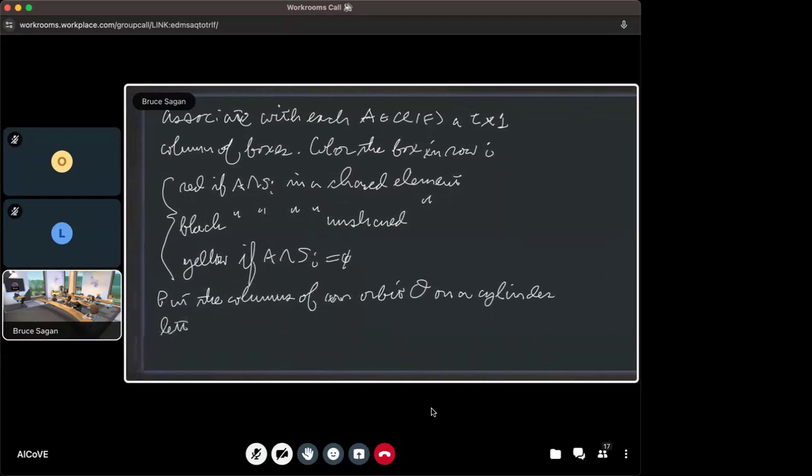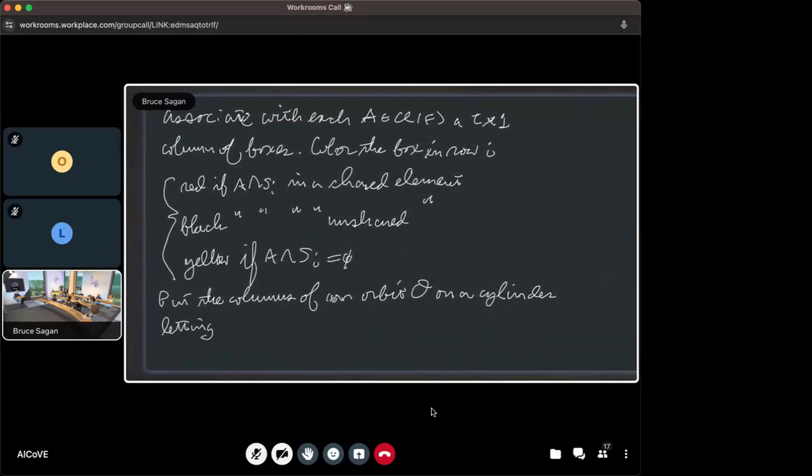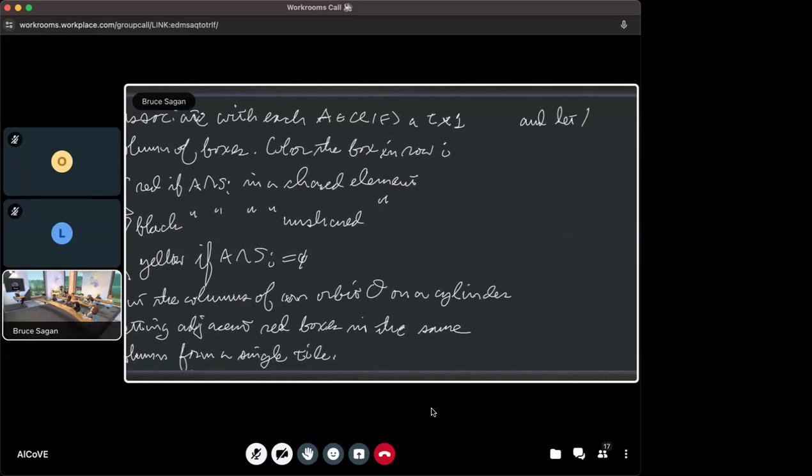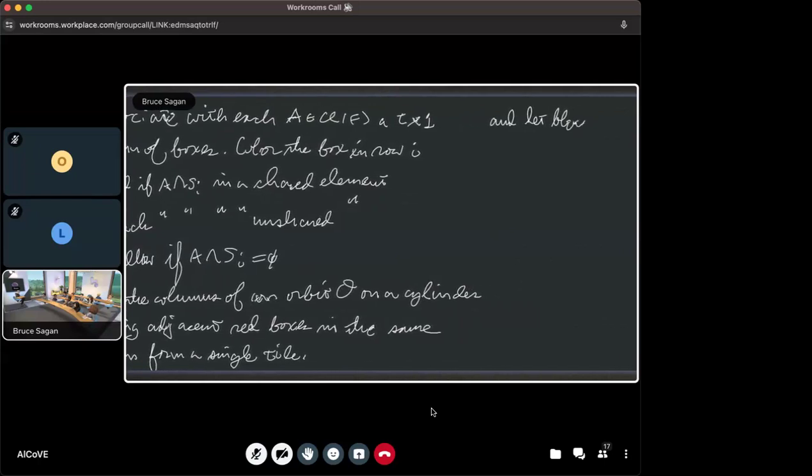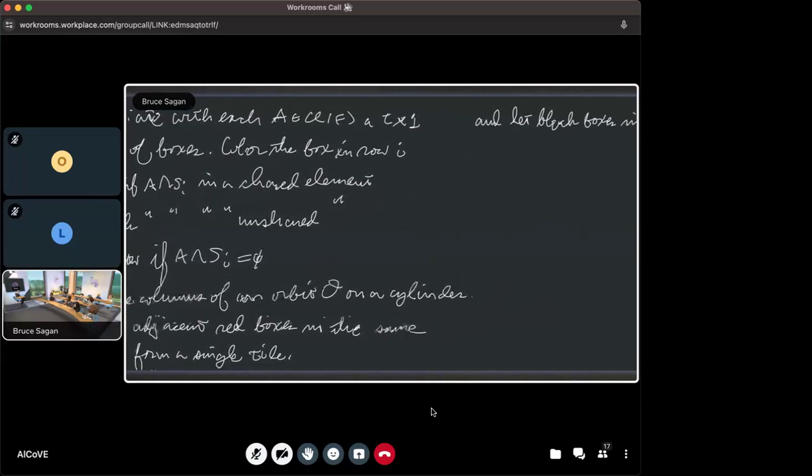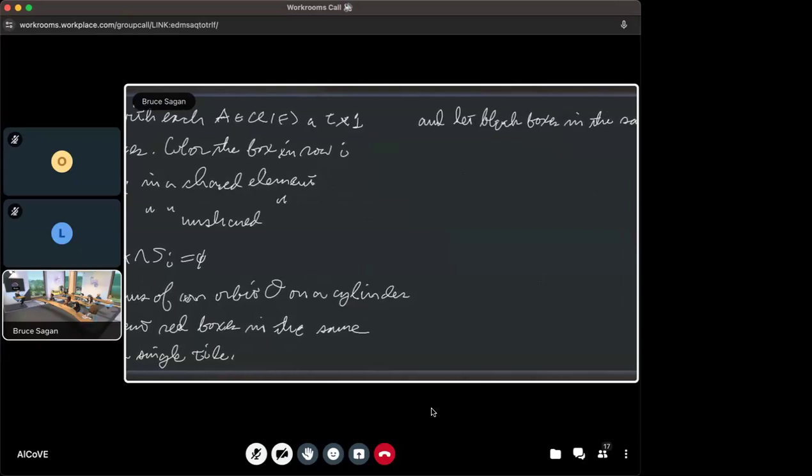And what we do once we do that is we let adjacent red boxes in the same column form a single tile. And we do the same thing with black boxes in the same row. So let black boxes in the same row form a tile.